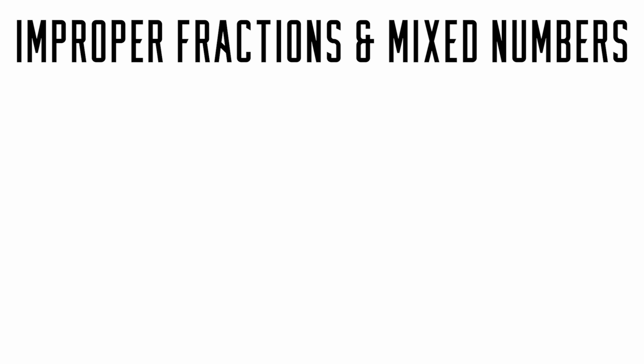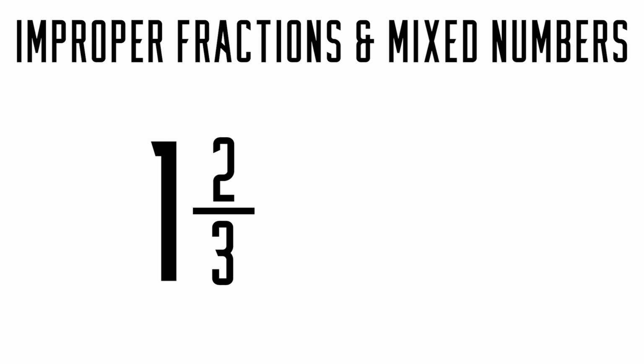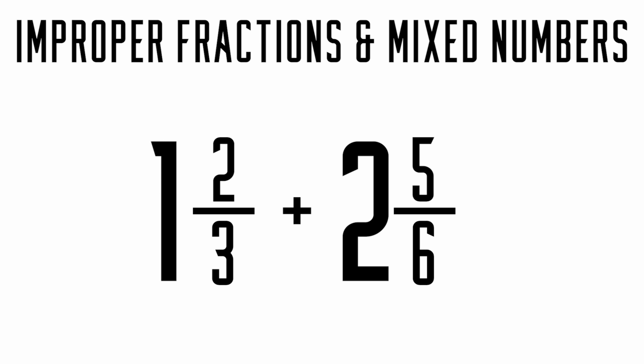If, for example, we are given a problem such as 1 2/3 plus 2 5/6, we can convert these mixed numbers into improper fractions, which may help make this calculation a little easier. We'll start by converting the 1 2/3. Again, if we multiply the whole number by the denominator, 1 by 3, which is 3, and add the numerator, we have an improper fraction of 5 over 3.